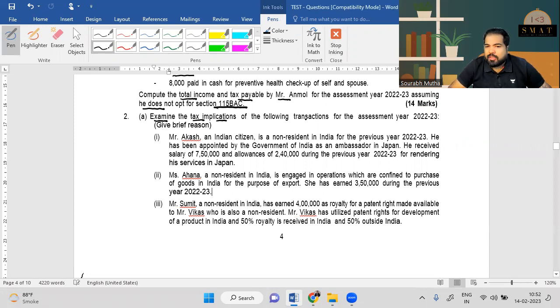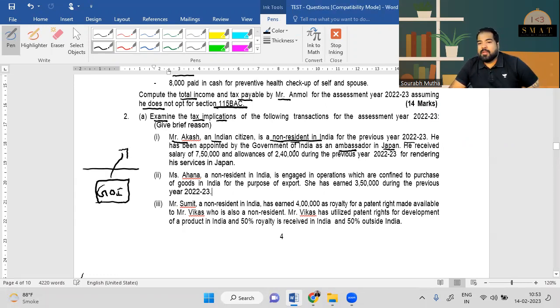Examine the tax implication of the following transaction. Akash is an Indian citizen, is a non-resident in India for the year 2022-23. He has been appointed by the government of India as an ambassador in Japan. So he is basically receiving salary from the government of India, for working abroad. Guys, he's a non-resident. So ideally, his salary, which is received in Japan, should not be taxed in India.